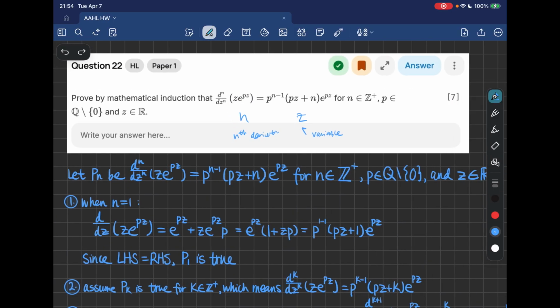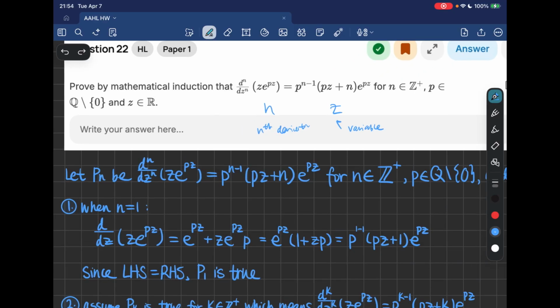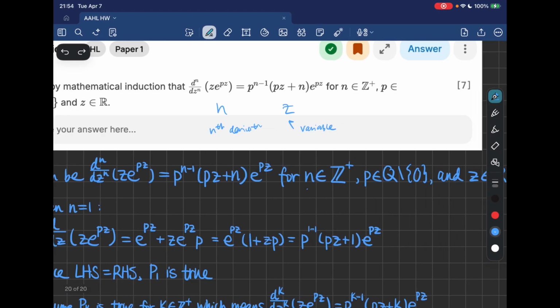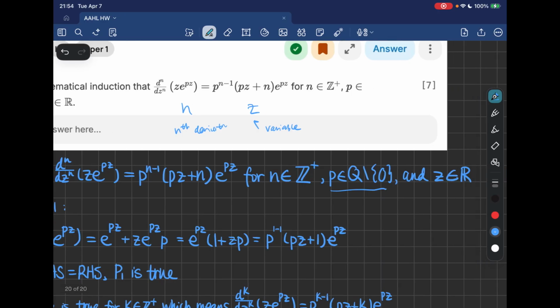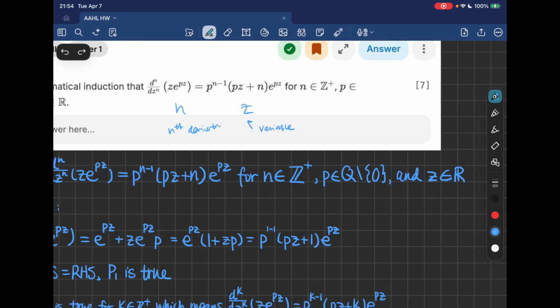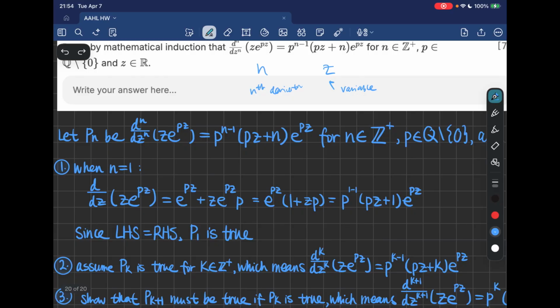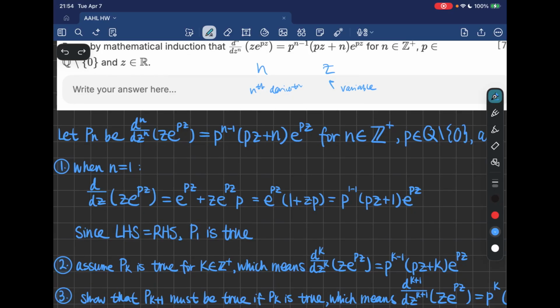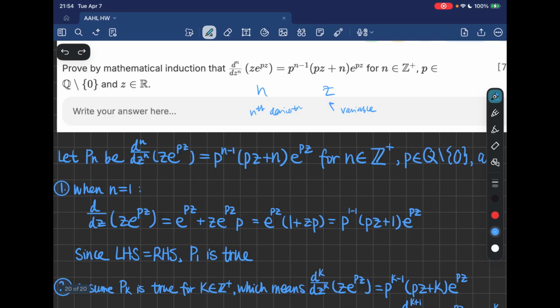We're going to write a statement as always. Let Pn be this thing, copy it down, for n as z plus, and p is a rational number and z is a real number. So we have a statement that looks like this. Remember in proof by induction, we always test the base case. The base case for this is the smallest n, so that equals 1. So n equals 1, okay?